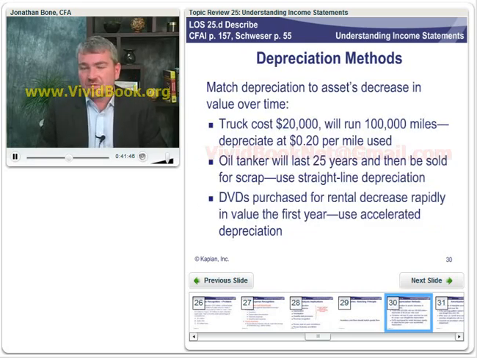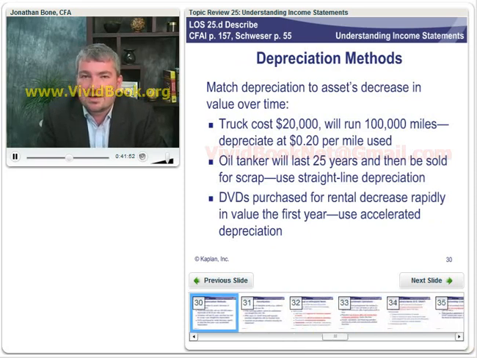Depreciation, we've talked about this as well. We said it's spreading the cost of the asset over its life. So let's have a little look at an example.